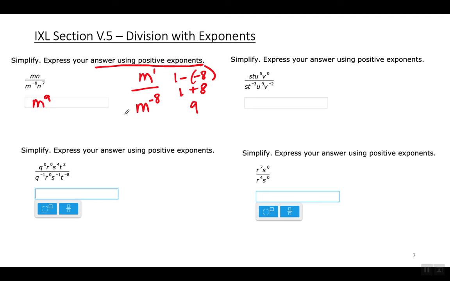All right, now n is n to the 1 power over n to the 7 power. So 1 minus 7 equals negative 6. So I got n to the negative 6 power, which you got to put in the denominator to get rid of that negative.